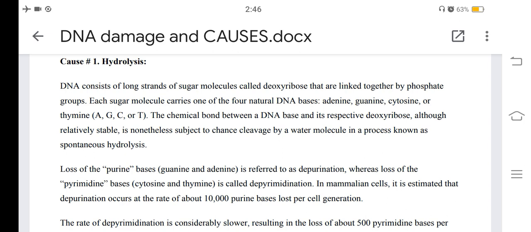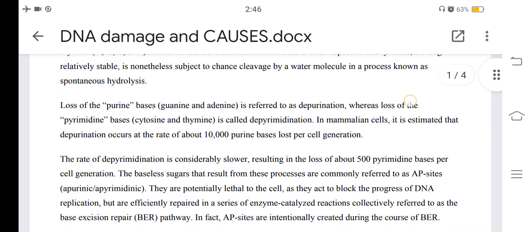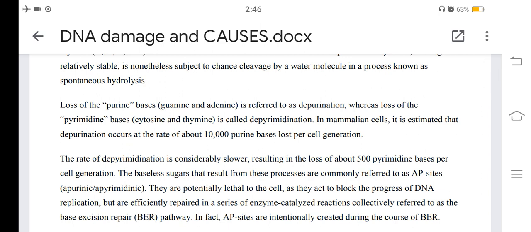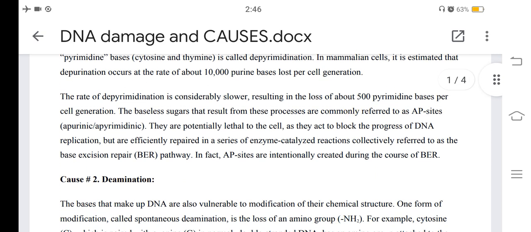Loss of the purine bases, guanine and adenine, is referred to as depurination, whereas loss of the pyrimidine bases, cytosine and thymine, is called depyrimidination. In mammalian cells, it is estimated that depurination occurs at the rate of about 10 purine bases lost per cell generation. The rate of depyrimidination is considerably slower, resulting in the loss of about 500 pyrimidine bases per cell generation. The baseless sugars that result from these processes are commonly referred to as AP sites.